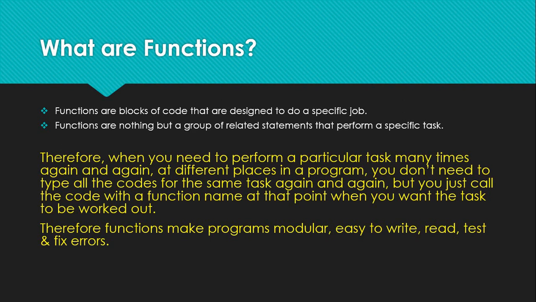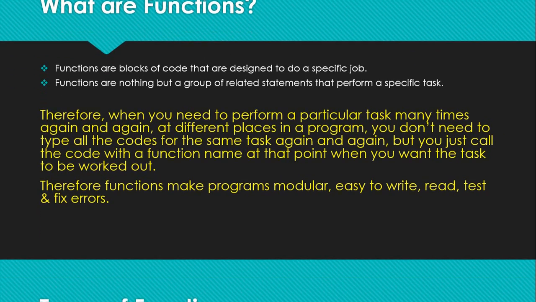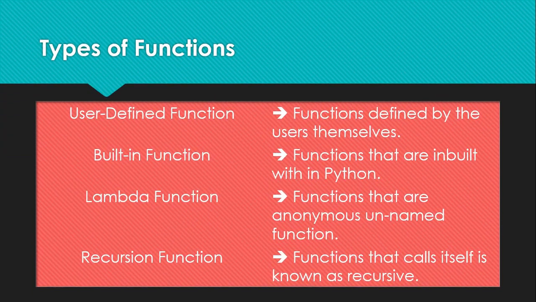When you write the code once, you give a name to it and you call it with the name. Those are called functions, which can be used at different places in a program. It is easy to write functional programs because they are easy to read, to test and to fix errors. Now we are going to deal with the different types of functions in Python.